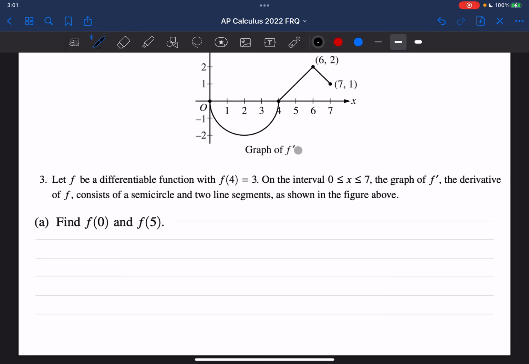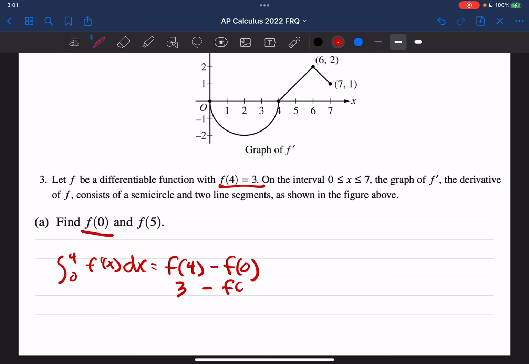Well, this is where the fundamental theorem of calculus comes in. To find f of 0, we involve the integral from 0 to 4 of f prime of x dx equals f of 4 minus f of 0. Now they tell us what f of 4 equals, so we can plug that number in. Now f of 0 is what we want to find, so that's going to stay as f of 0.